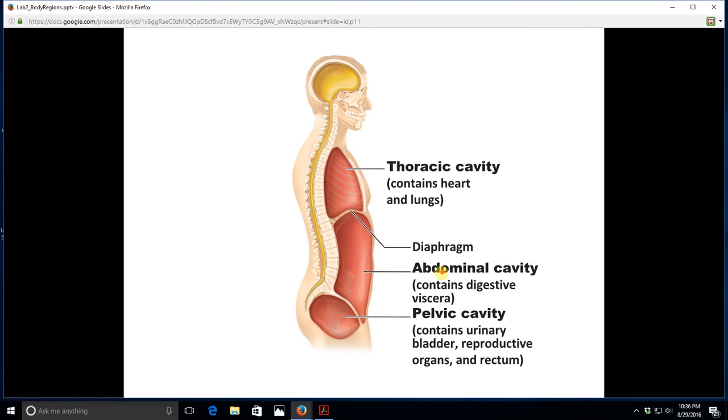The abdominal cavity is where we're going to have a lot of your digestive organs: both intestines, your stomach, your pancreas, your liver, your gallbladder, your spleen, etc. The pelvic cavity has more of the urinary organs and reproductive organs down there. Okay, let's break things up even more.